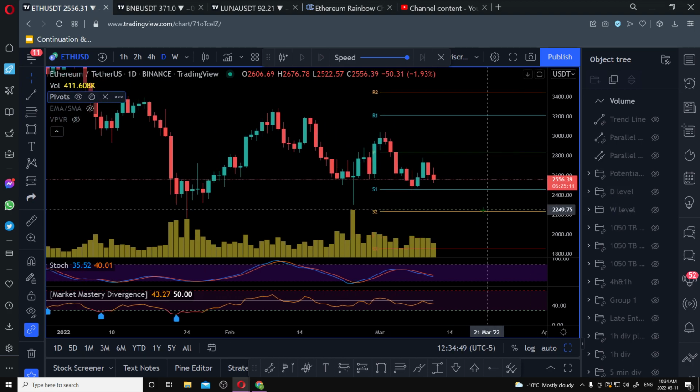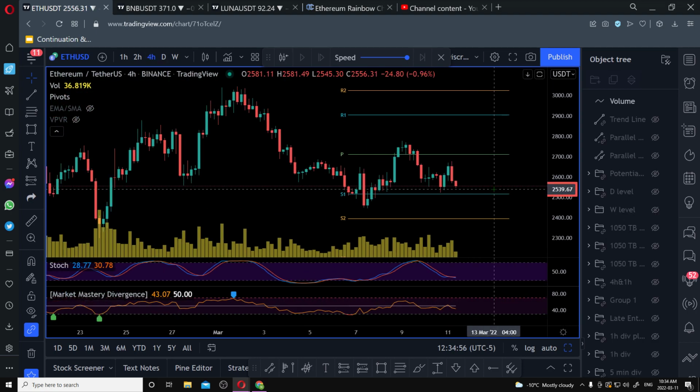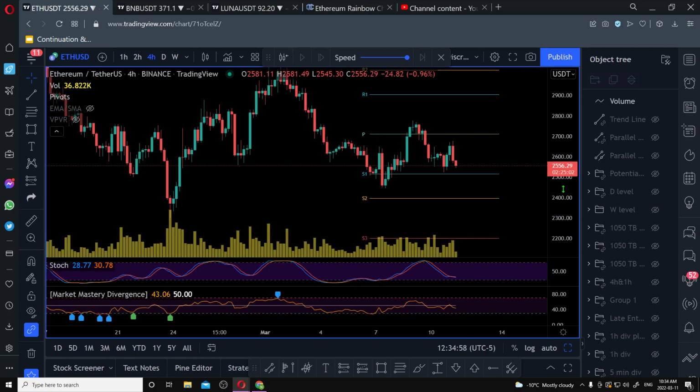Now what we're going to do in this video is work on our lower time frames, because essentially it's just one day more, so it looks the same. What we're going to do is work our way to the 4-hour time frame and see what we can see, at least in the shorter times.